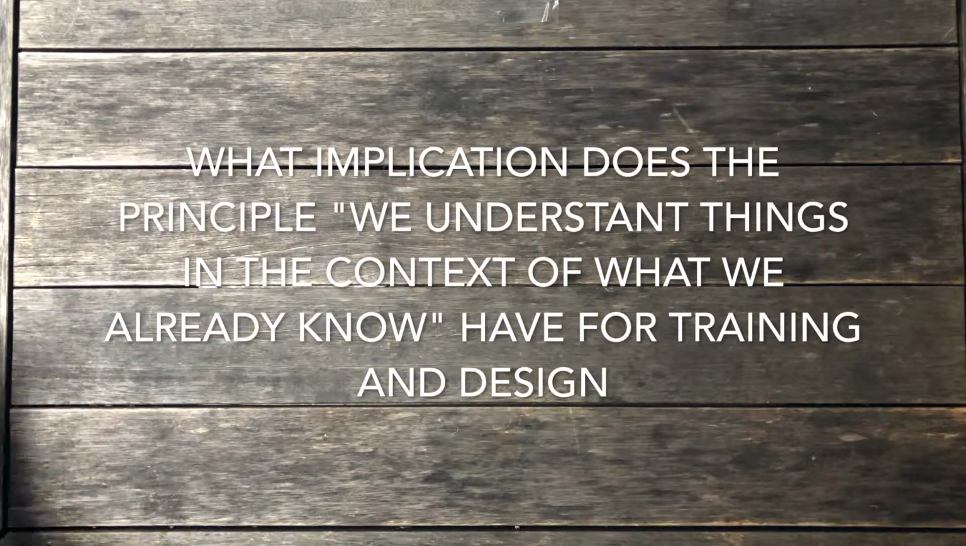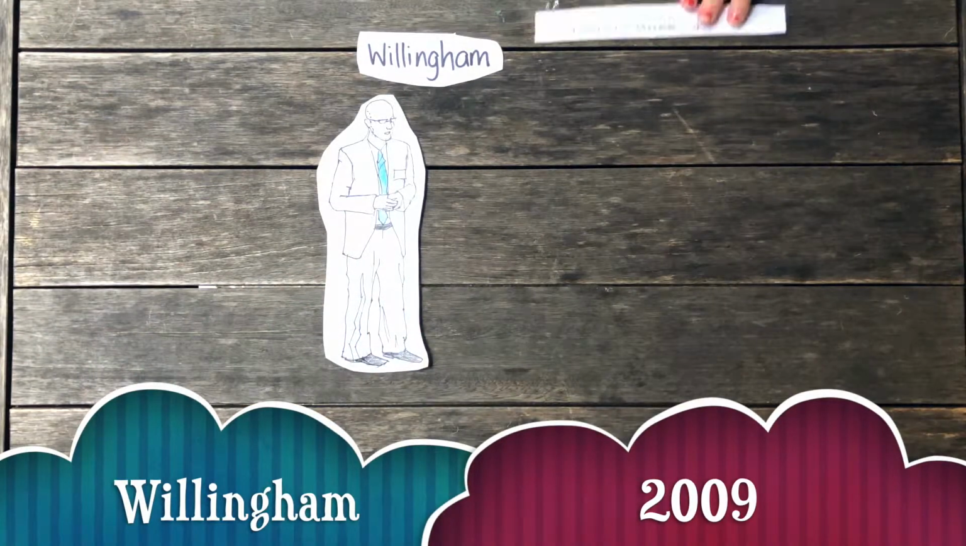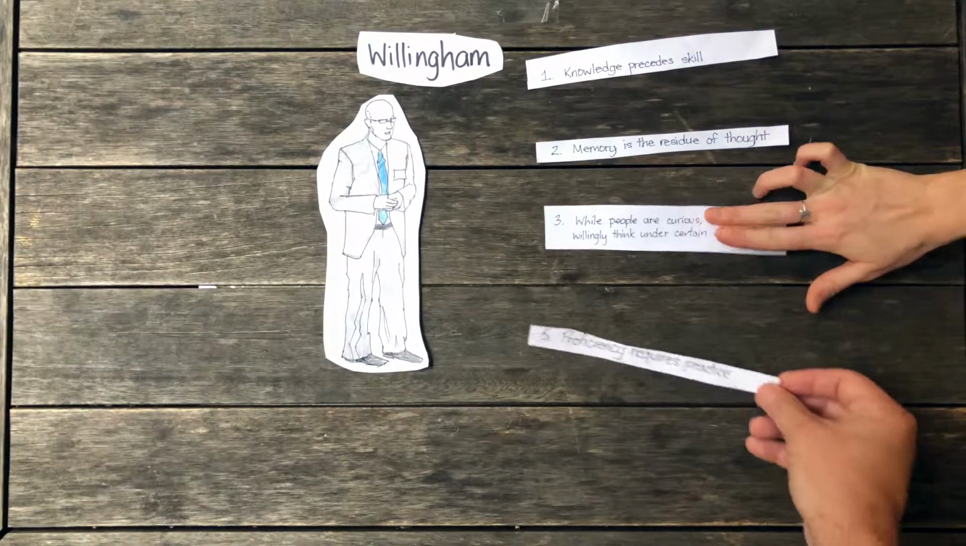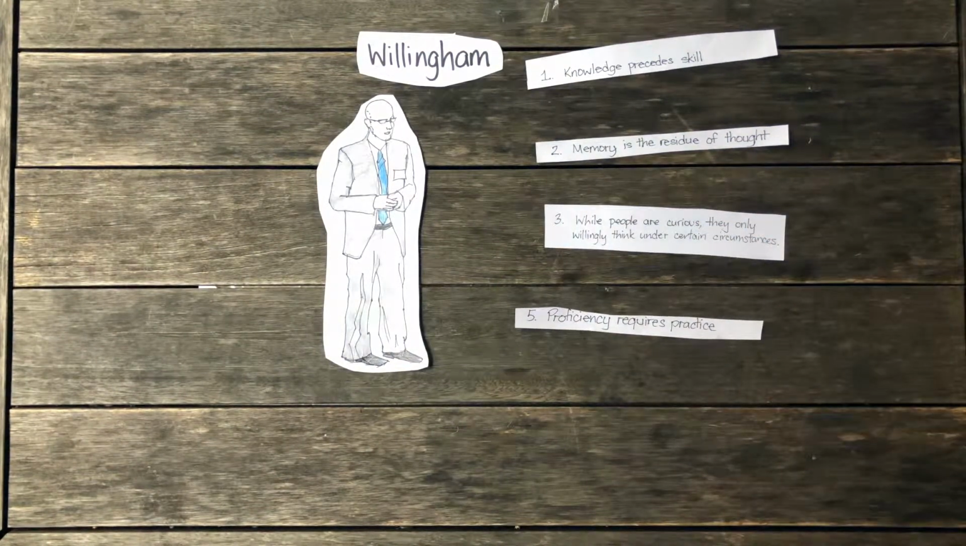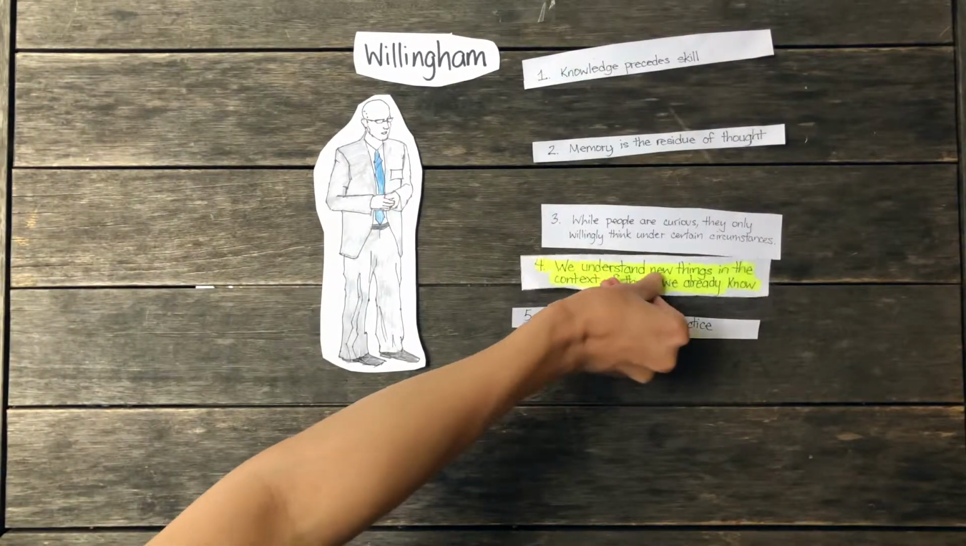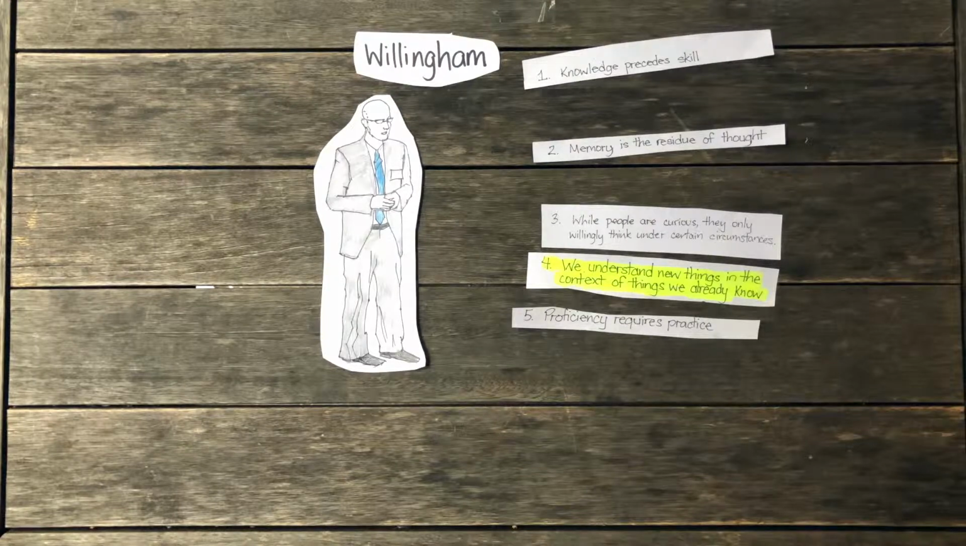Daniel Willingham proposed 5 general principles of student learning and education. These principles are based on empirical research and each have important implications and practical applications on classroom learning. One of these principles is that students understand new information in the context of things they already know. Today we'll be focusing on the implications this principle has at the design phase of educational training.